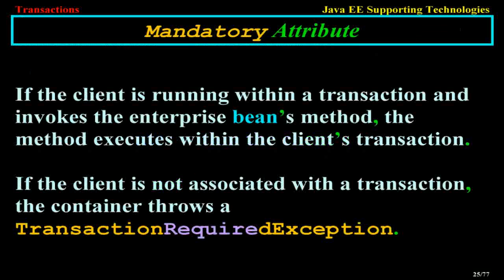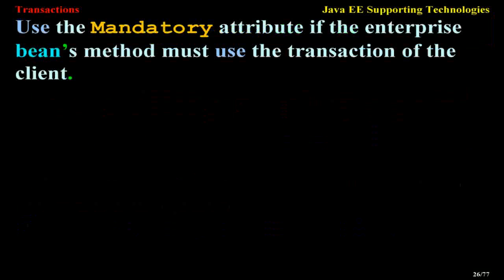Mandatory attribute. If the client is running within a transaction and invokes the enterprise bean's method, the method executes within the client's transaction. If the client is not associated with a transaction, the container throws the TransactionRequiredException. Use the Mandatory attribute if the enterprise bean's method must use the transaction of the client.